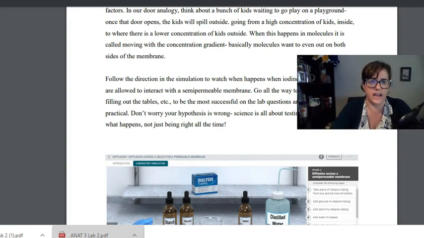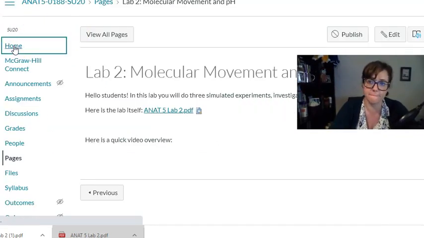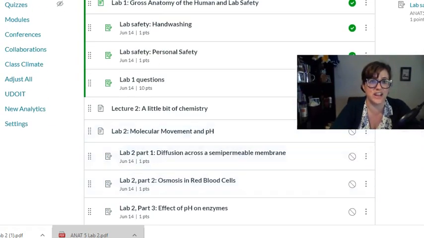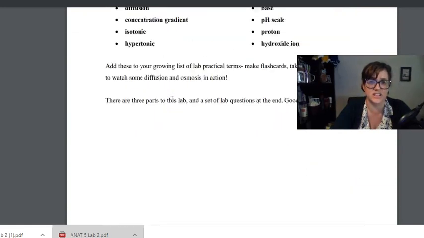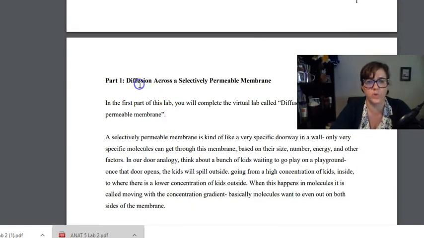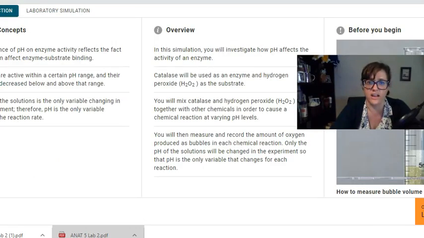As you're going through these labs, you're looking at this, and it gives you a little bit of an introduction. And then you're going to go to part 1, diffusion across a membrane. Then you're going to click on this, and it's going to take you into the McGraw-Hill, and it's going to look something like this. I can't get the whole screen here.